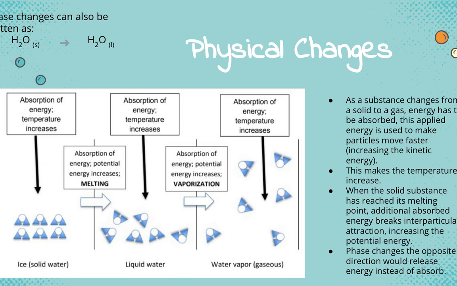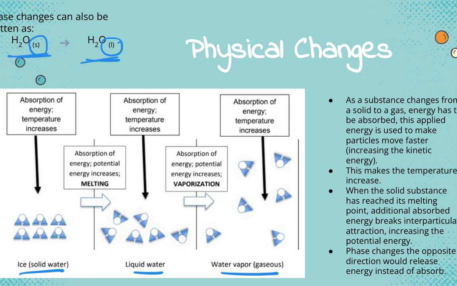So phase changes can also be written where you have your state signifiers that you learned in your last lesson. So in this example, the solid water is changing phase to liquid water. So pay really close attention when you're looking at these chemical equations on whether or not the state of matter qualifier changed. So again, you have solid, liquid, and gas. Notice in all of these examples, we're talking about a pure substance, not a mixture. All of these would be water.